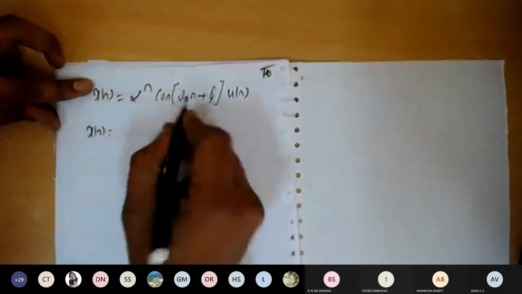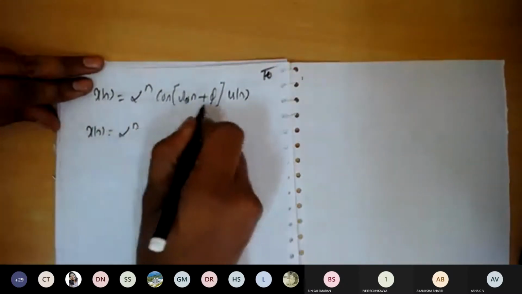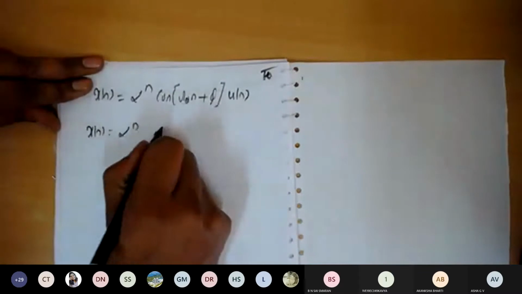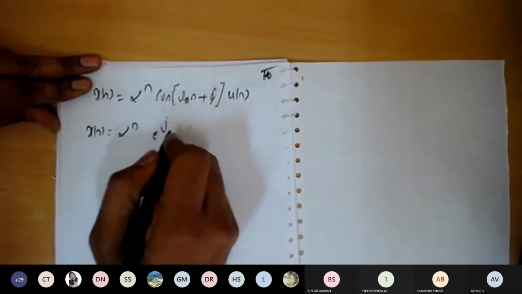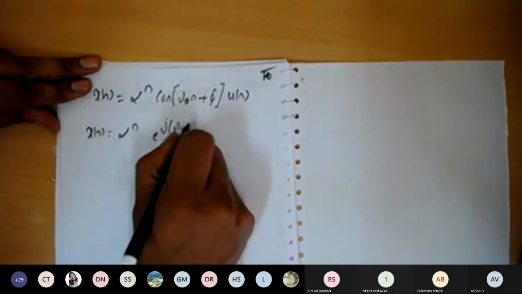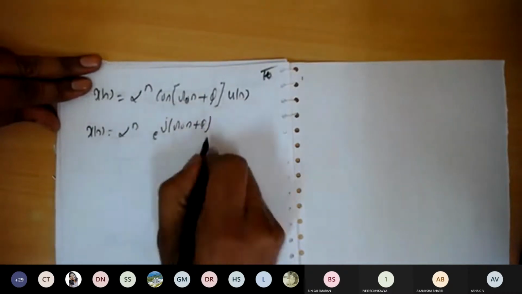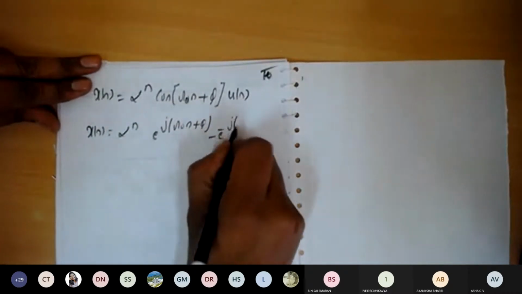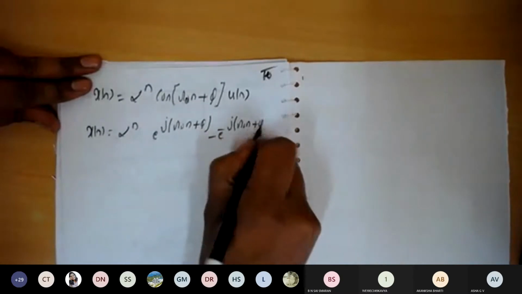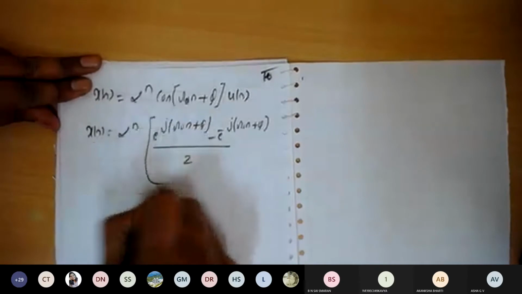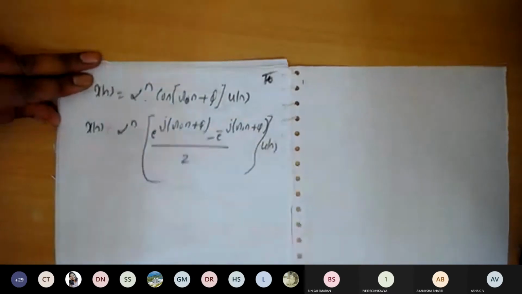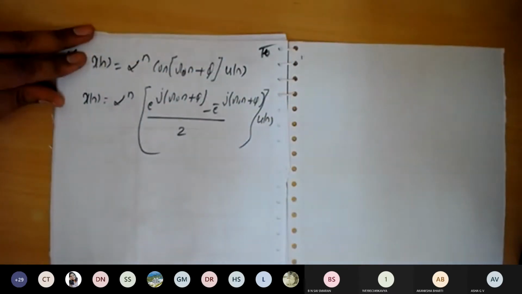Now I'm going to apply Euler's formula. So cos omega naught n plus phi can be written as, cos theta is e to the power of j theta plus e to the power of minus j theta divided by 2. So it is e to the power of j omega naught n plus phi plus e to the power of minus j omega naught n plus phi, the whole thing divided by 2, multiplied by u of n.